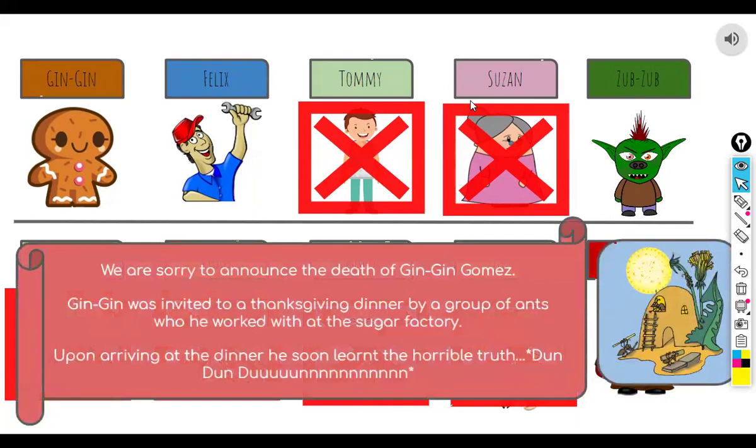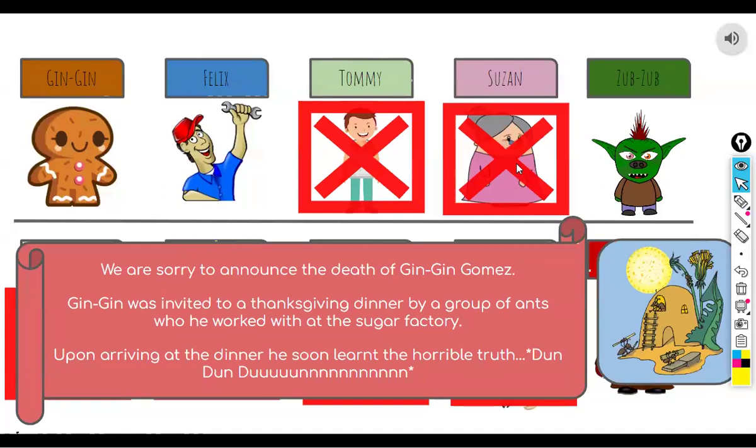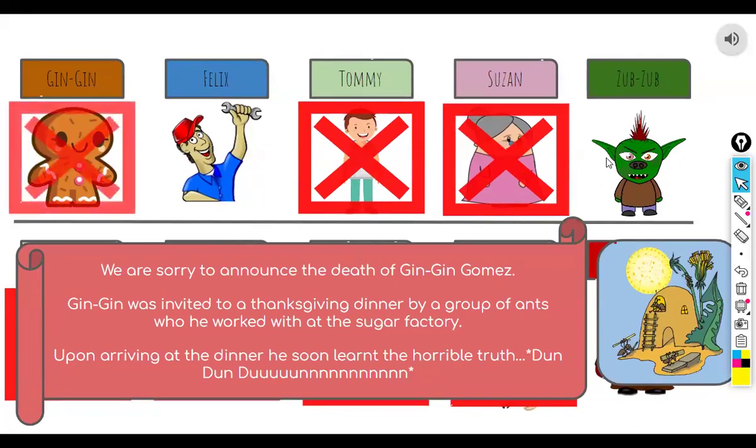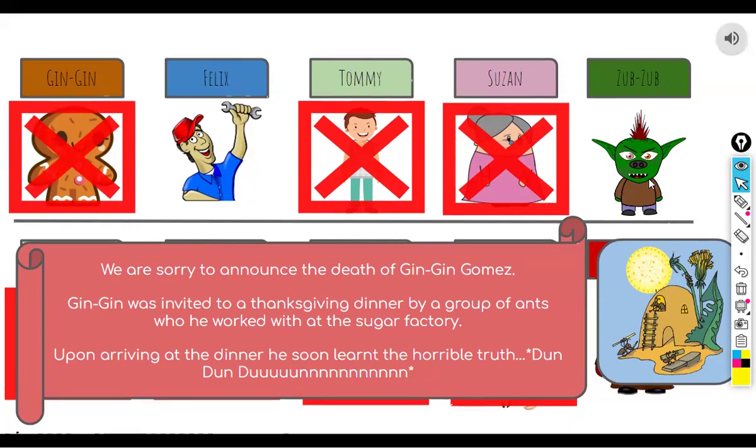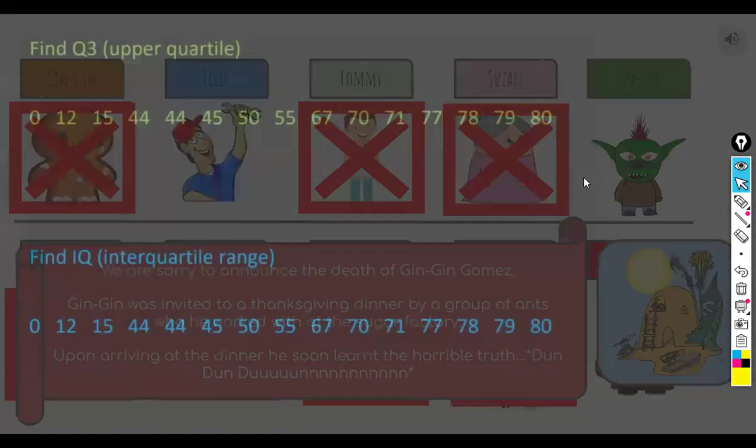Next on the list is, we're sorry to announce the death of Jin Gomez. Jin was invited to a Thanksgiving dinner by a group of aunts who he worked with at the sugar factory. Upon arriving at dinner, he soon learned the truth. I guess he was the dinner. Anybody out of the game? Some people did choose Jin. I saw when people were guessing. Poor Jin. Go on. So it's between who now? Felix, Zub, and Moko. Charles, you are out. All right.